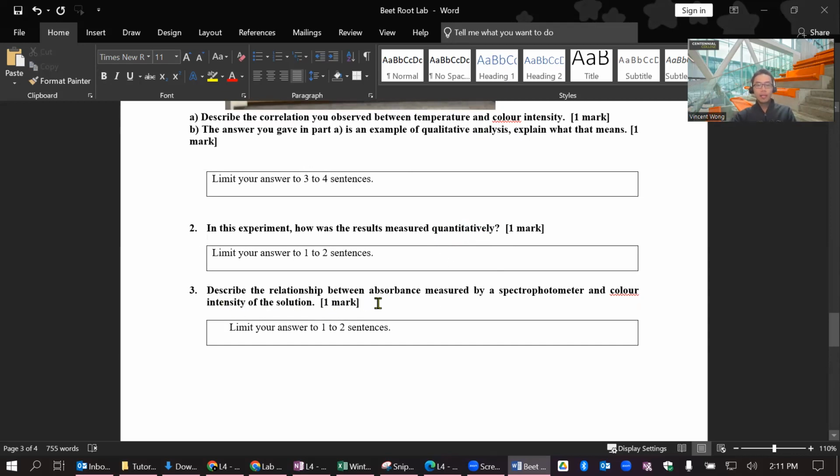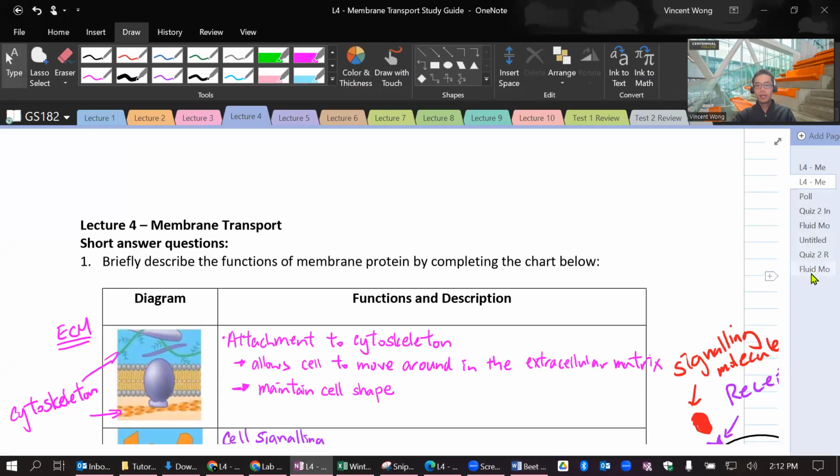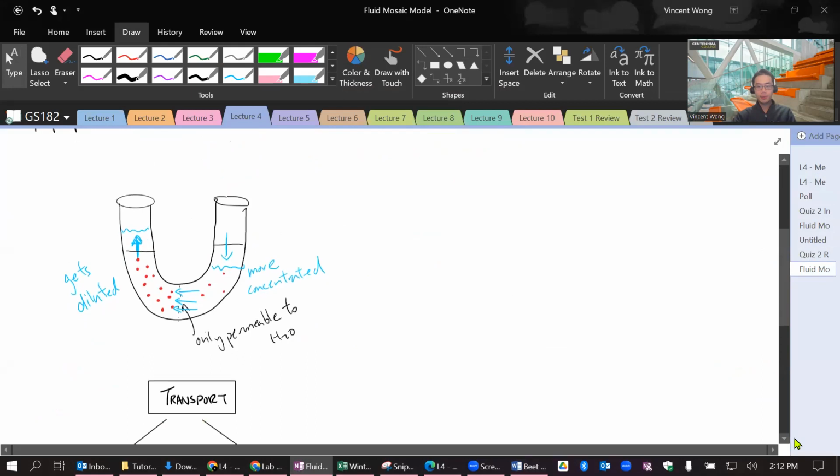Over here: describe the relationship between absorbance measured by spectrophotometer and color intensity of the solution. In the video, they actually don't use the word spectrophotometer. They use the word calorimeter. It means the exact same thing, so don't let the difference cause confusion. Now, I am going to briefly explain this situation to you, so hopefully it will make more sense when you watch the lab.